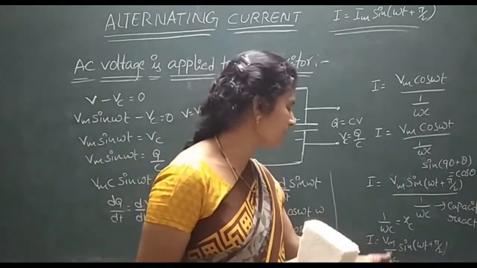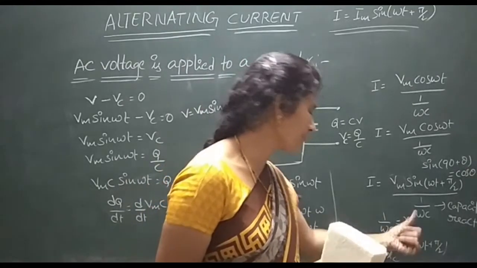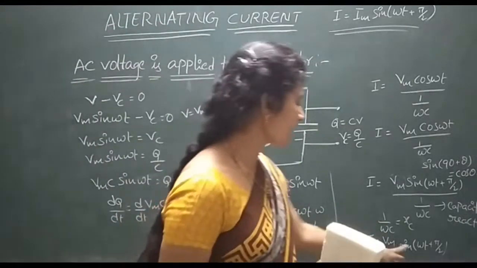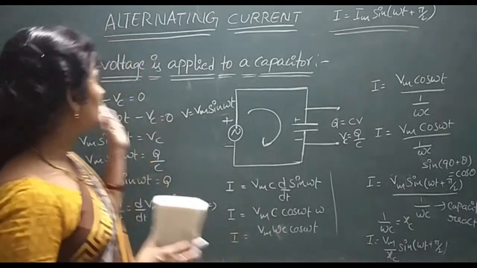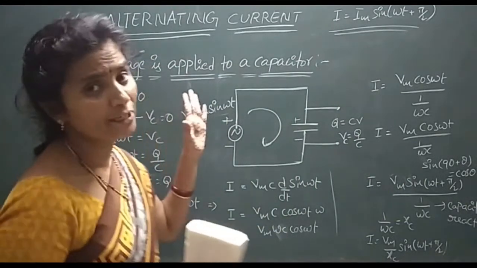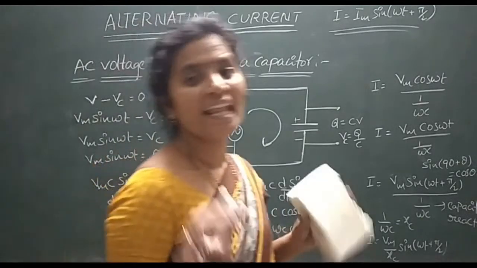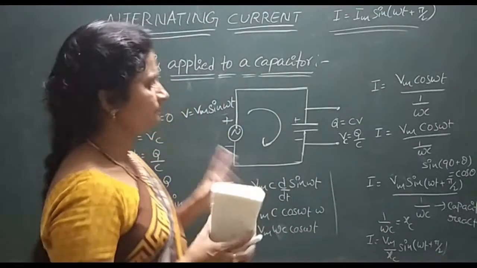R is nothing but current, maximum current. So from that, in place of Vm by XL can be written as Im. Im sin(omega t minus pi by 2) means whenever the AC voltage is applied to an inductor, then the current lags the voltage by pi by 2 radians.